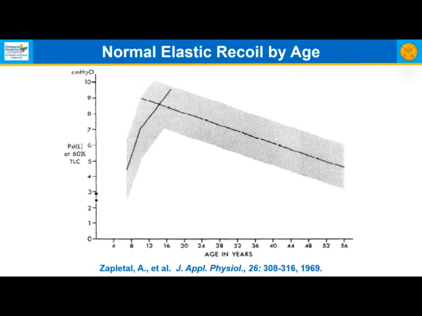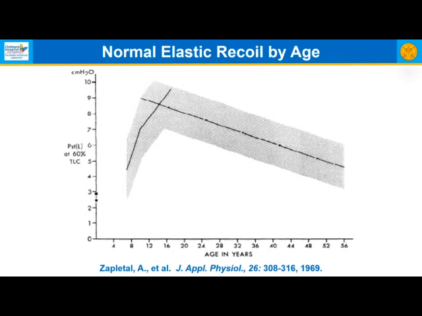This is a plot of normal static elastic recoil by age. You can see that for children, elastic recoil increases because you're increasing alveolar number. And remember, alveolar walls contain elastic tissue. Then, probably after about late adolescence, early 20s, your lung function starts to decline. That is, your maximal static elastic recoil decreases with age. So I'm not even on this curve. That's somewhat disappointing.